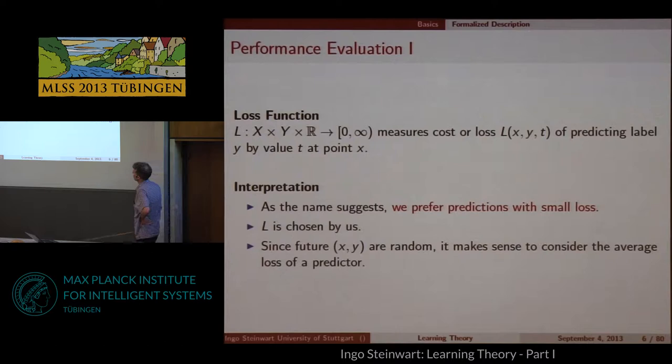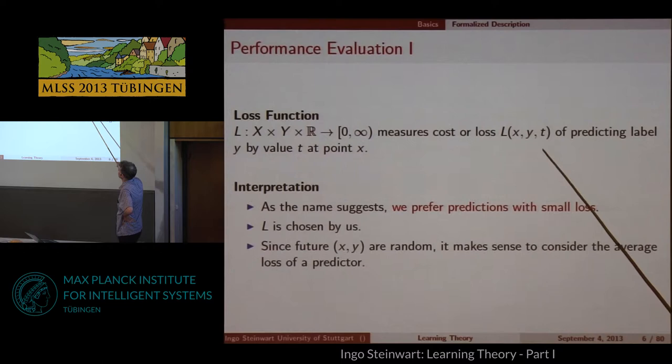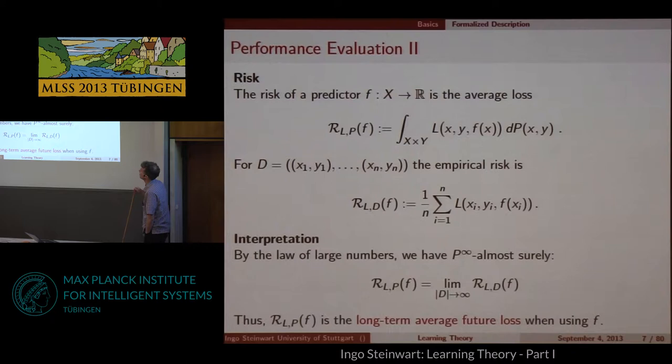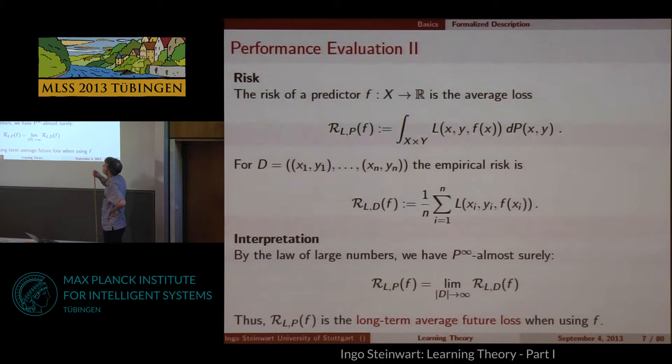Okay, so we've seen on the previous slide that the future x and y are random, so it makes sense not to consider this value as it is, but to consider averages over these values in order to account for the randomness of the future samples. And this leads to the notion of a risk. What is a risk? At the very beginning, I said that we want to find a predictor f which maps from inputs to outputs. So we fix a predictor f, mapping from X to Y, where Y is a subset of R. So in our case, it maps to the real numbers.